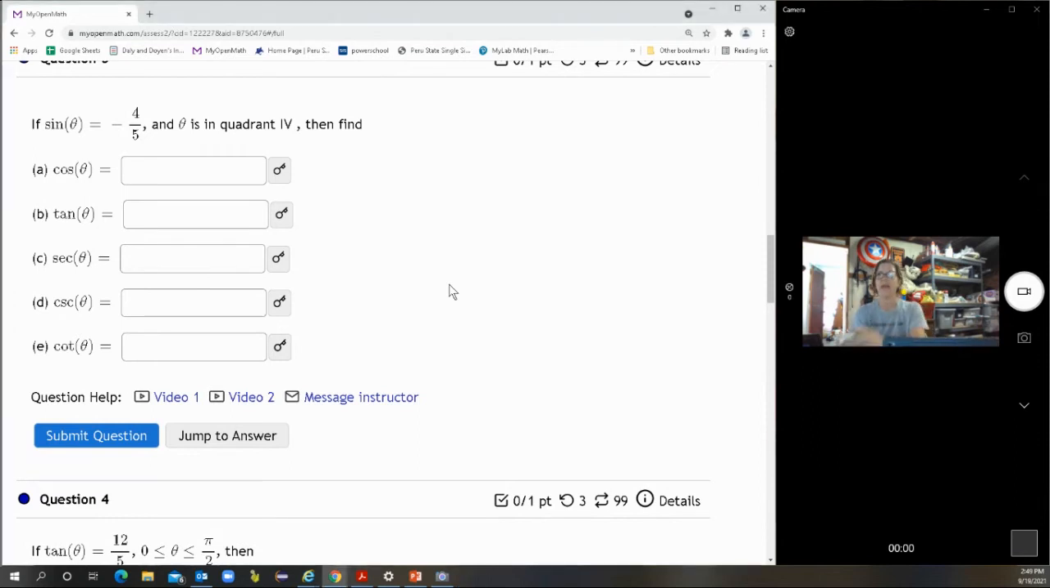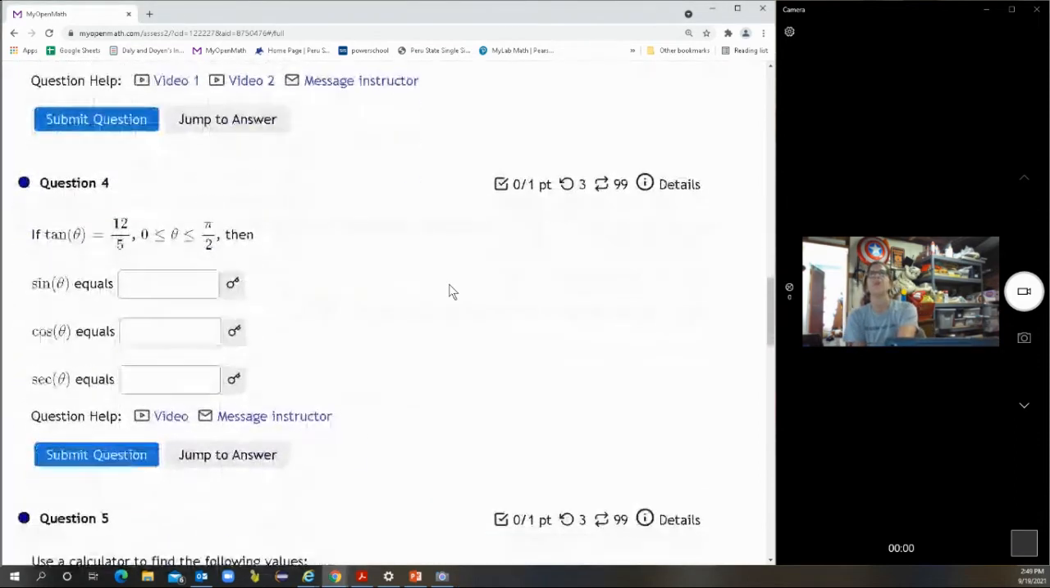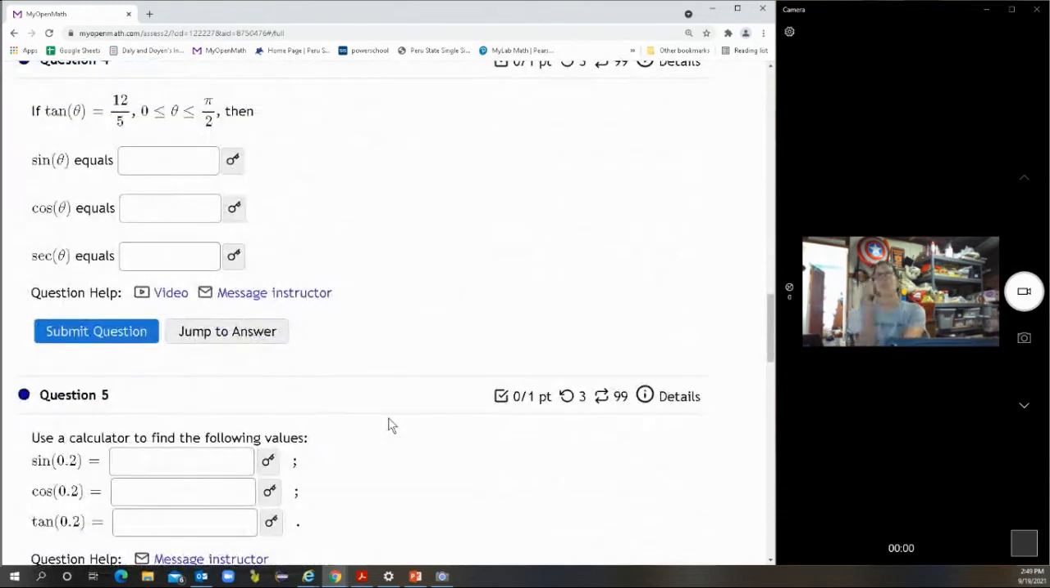So let's look at the next one. This one is actually just like the last one, except instead of saying quadrant 1, what they did is they said it's between 0 and pi over 2. That tells you it's in quadrant 1. So again, we're not going to do this whole thing, but when you draw your triangle, just draw it in quadrant 1.